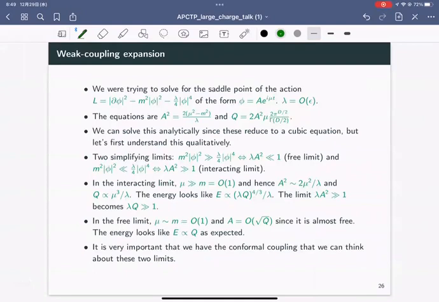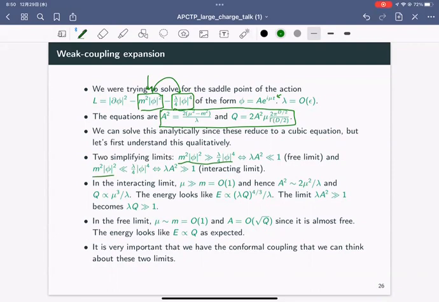So we were trying to solve for the saddle point of the action of the helical form, and then we reduced the problem to a couple of equations. We can solve this analytically, but let's first understand this qualitatively, because there are two simplifying limits. You have this term, and there is a competition between two terms. So there are two simplifying limits, where this term is much greater than the other, or the other term is much bigger than this one.